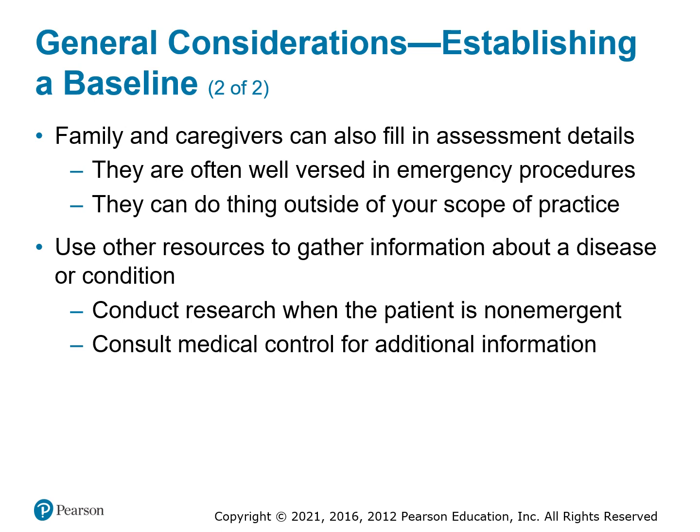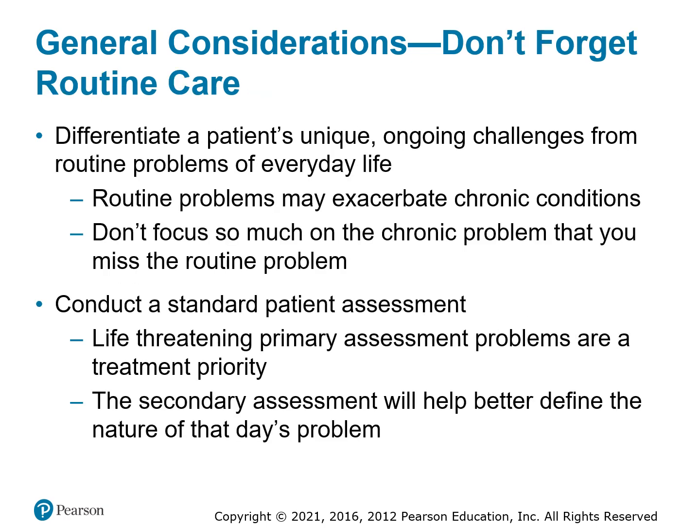Use other resources to gain information about a disease or condition. So you can conduct research when the patient is non-emergent or consult medical control for additional information. Don't forget routine care. So differentiate a patient's unique ongoing challenges from routine problems of everyday life. Routine problems may exacerbate chronic conditions. Don't focus so much on the chronic problem that you miss the routine problem. So conduct your standard patient assessment. Life-threatening primary assessment problems are the treatment priority, and then your secondary assessment will help better define the nature of the problem that you're there to treat today.